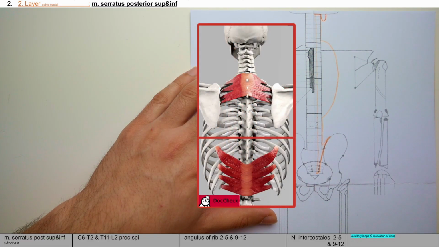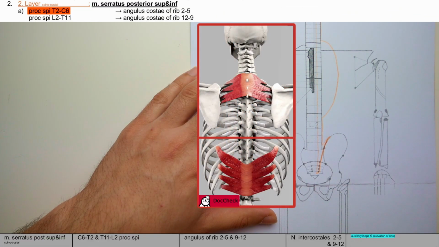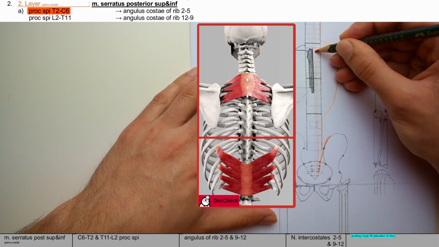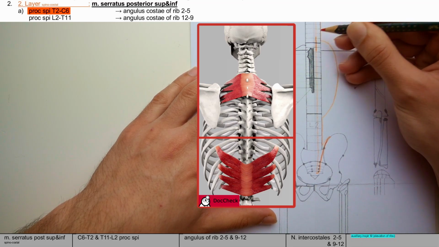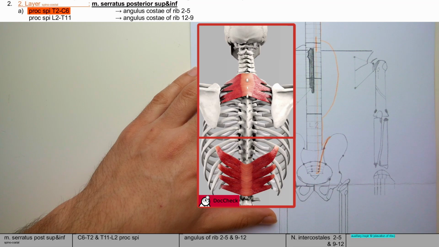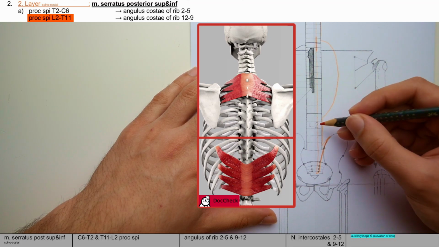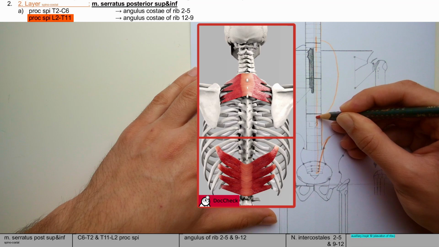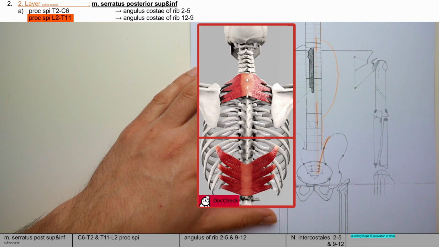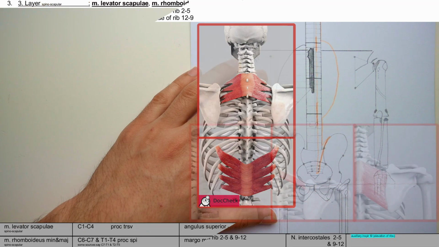The second layer has 2 muscles, musculus serratus posterior superior, originating from T2 and 3 vertebrae above it, and inserting into rib 2 and the 3 lower ribs, and musculus serratus posterior inferior, originating from L2 and 3 vertebrae above it, and inserting into rib 12 and the 3 upper ribs.